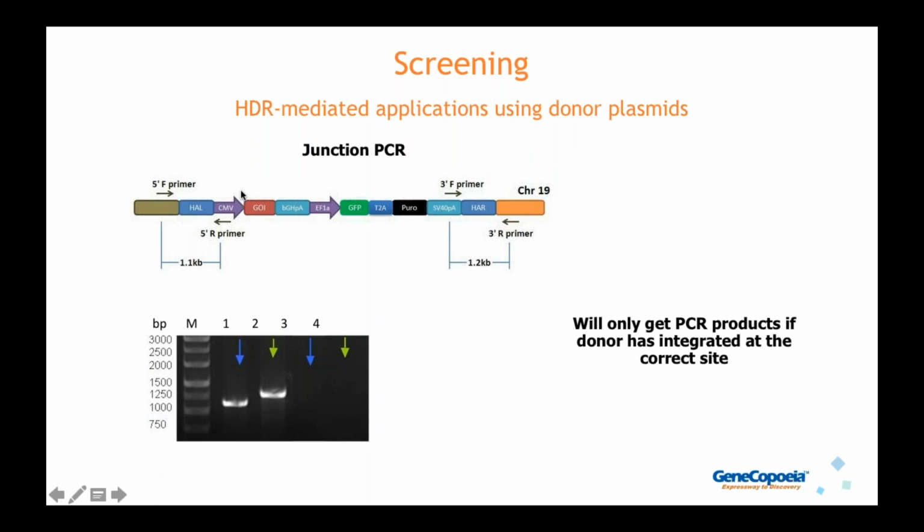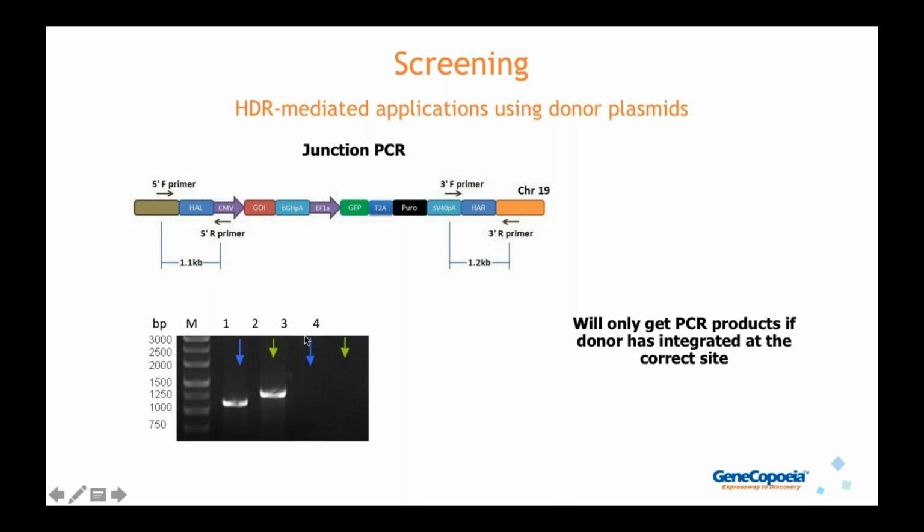Okay, so the donors, when they integrate, have two heterologous junctions, the 5' and 3' junction shown here. And so we recommend designing primers that flank both junctions. One primer comes from the unmodified genomic DNA sequence, and the other primer comes from sequences that are only encoded on the plasmid. So when you do such junction PCR, you will only get amplification if you had integration of your donor at the correct site.